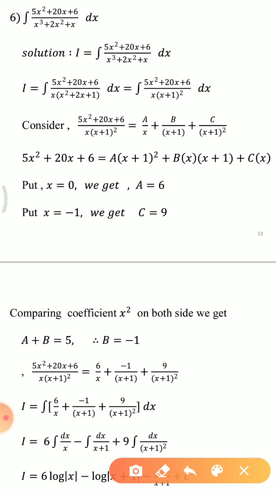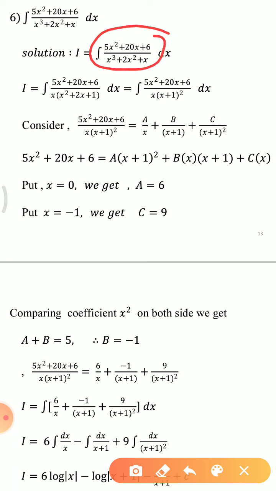Integral of (5x square plus 20x plus 6) upon (x cube plus 2x square plus x) dx. See the solution. I is equal to integral of (5x square plus 20x plus 6) upon (x cube plus 2x square plus x) dx. See the question here.